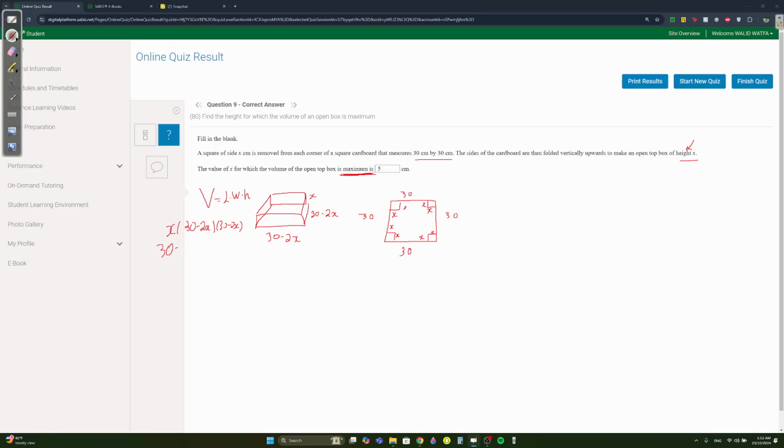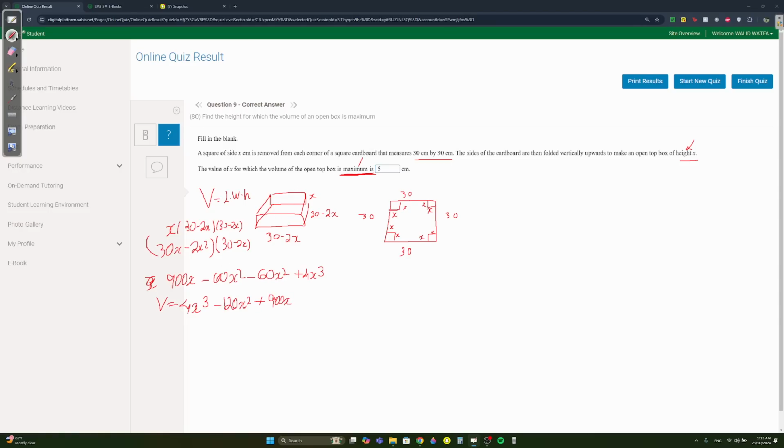Solve this, you get 30x minus 2x squared times 30 minus 2x. You're going to get 900x minus 60x squared minus 60x squared plus 4x cubed. So let's simplify. You're going to get this.